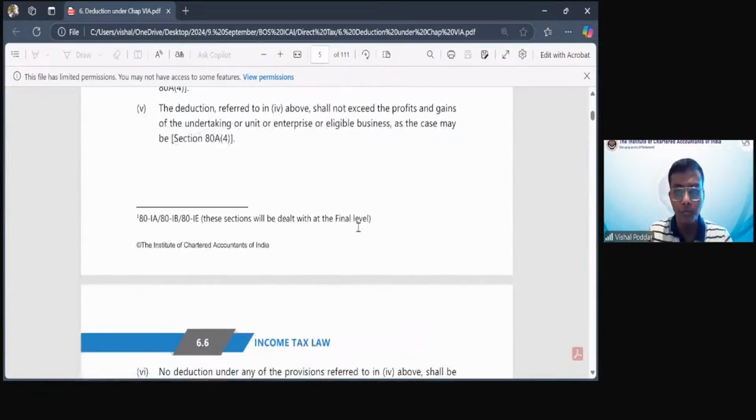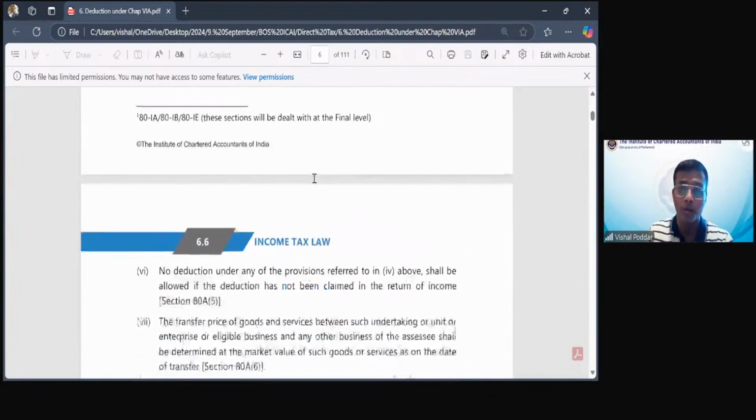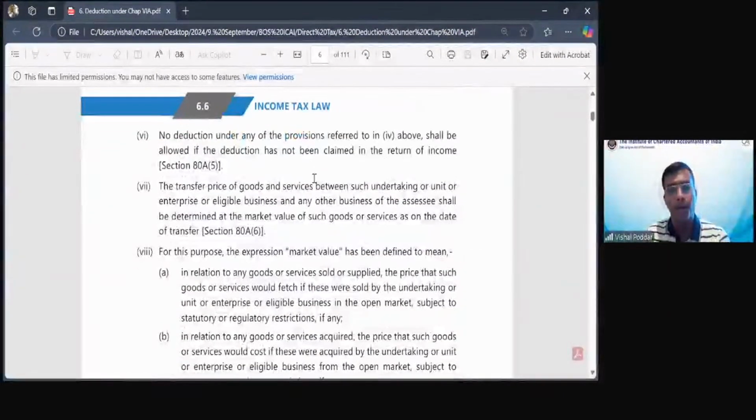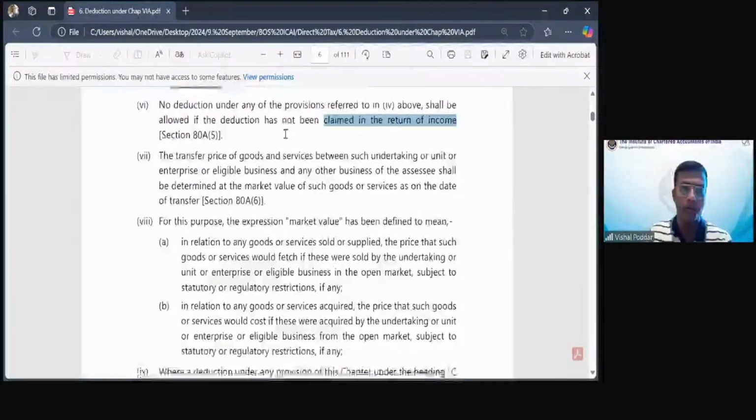Fine. Next, deductions under this category, that is heading C, shall not exceed the profits and gains which are derived from that particular business for which you have those deductions. Then these deductions will not be allowed if you have not claimed them in your return. So if you fail or forget to claim it, you will not get the benefit.